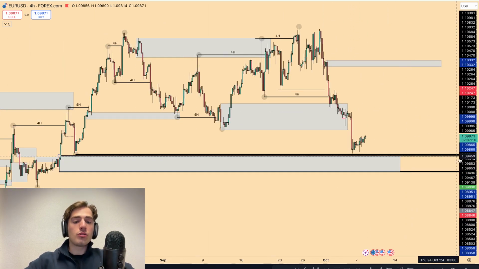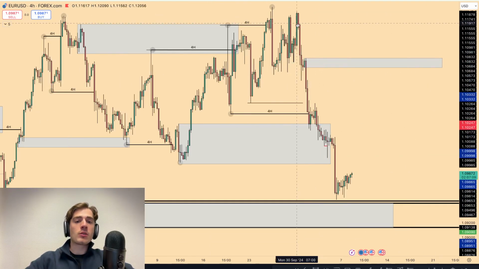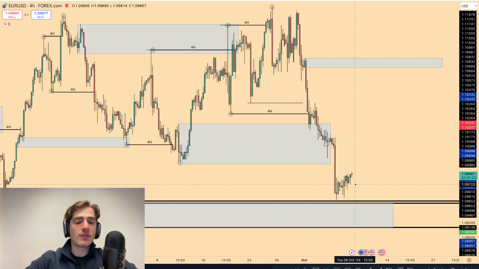However, in order to take a valid long, guys, what do I need? I need to see the 4-hour market structure shift, because on such a bearish 4-hour time frame, it is going to be very risky to buy, right? Because if you just look at the 15-minute time frame and you just purely buy on what the 15-minute is doing, then you're going to get stopped out many, many times.